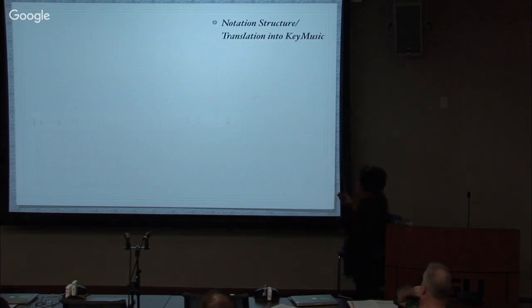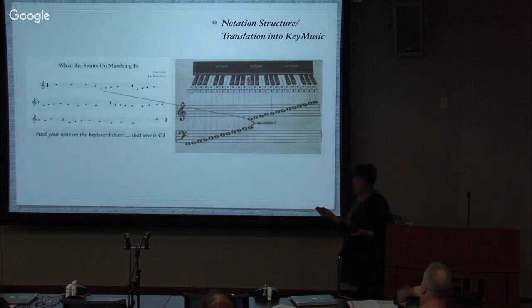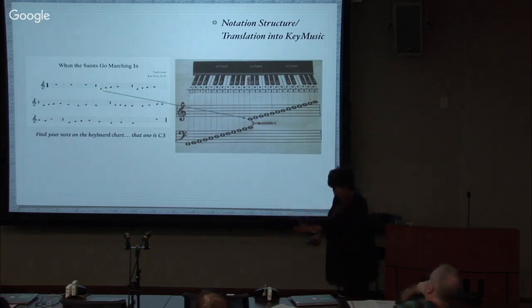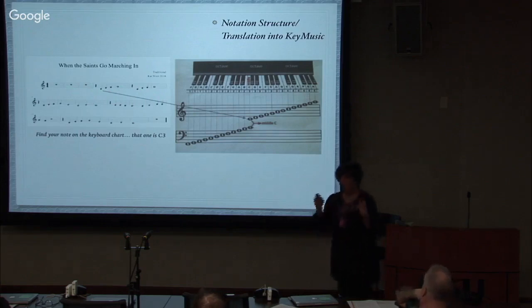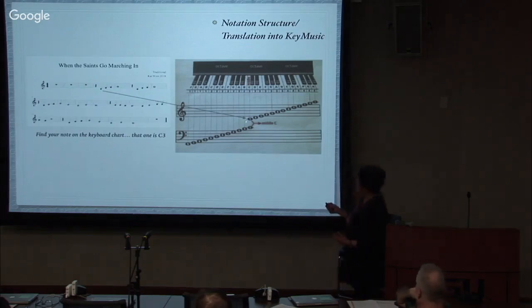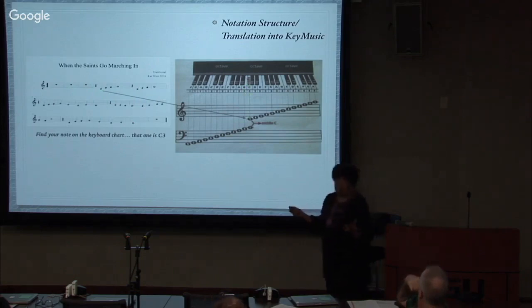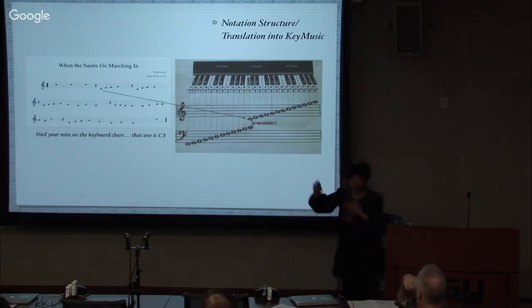Now, this is how it's done, the notational structure. How you translate a piece of music into key music. Right here, this is standard music notation. This is middle C. On a regular piano, middle C is the C note that's right in the middle. We're very simple at naming things. It's the middle C in the middle. On this chart, it shows the notation for middle C. And what you do is you follow the lineup, and it will tell you that middle C is C3, the next C up is C4, and so forth, C5, and down the other way the same.